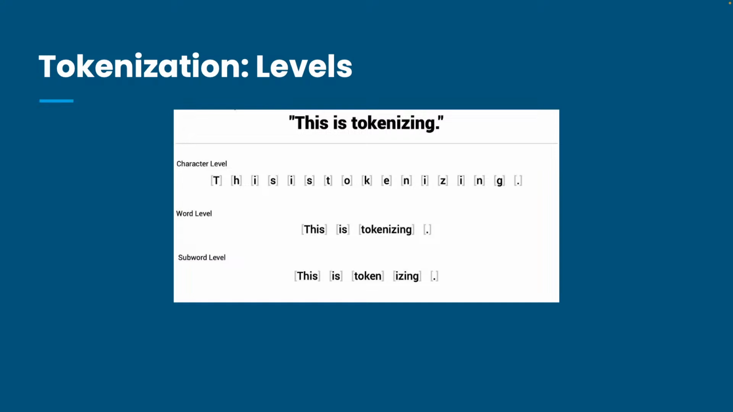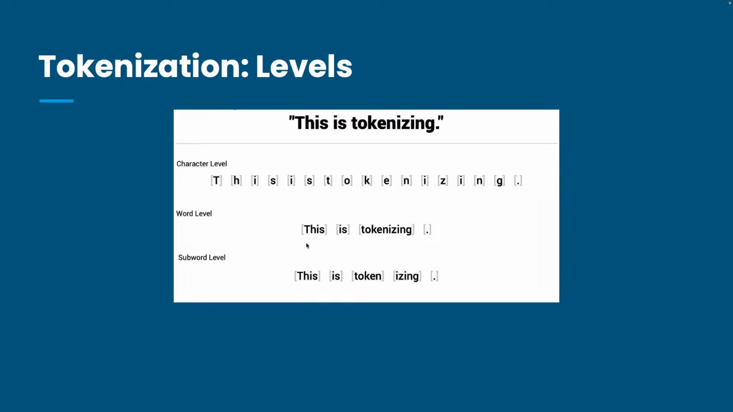Which level would you like to tokenize at? Probably subword. Why? It breaks down a word into what it's looking at and then the action. Like tokenizing, it will understand what token is, and then ising is like an action. Yeah, that's exactly the correct intuition.